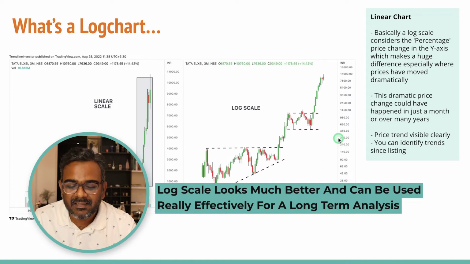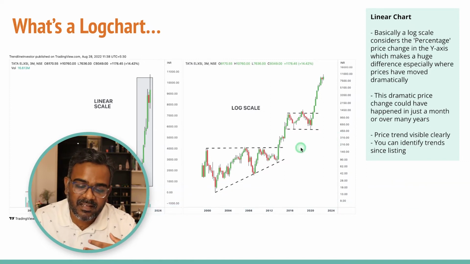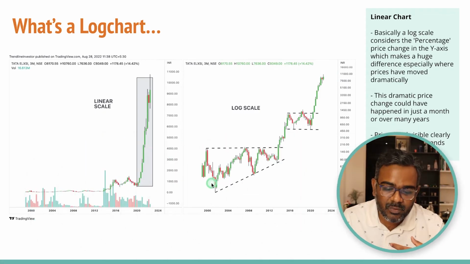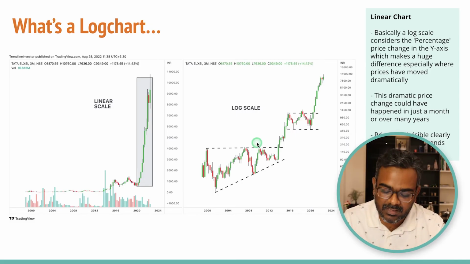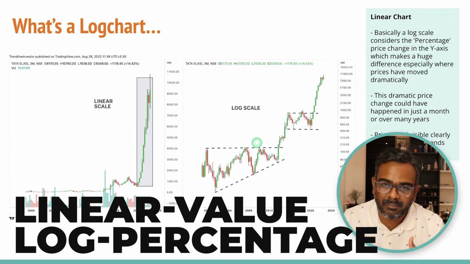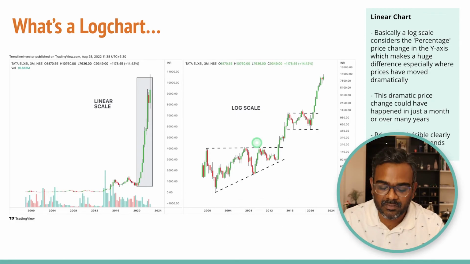You can also see the trends are very clear. You can draw clear trend lines and clear horizontal lines, and here if you look, the price has been steadily moving up, whereas here it looks like the price had some kind of steroid and the stock just went up in the last 1 year or so. So this is the primary difference between log and linear charting, and that's the definition of a log chart: plotting percentage-wise on the y-axis, whereas a linear chart is plotted based on the values.